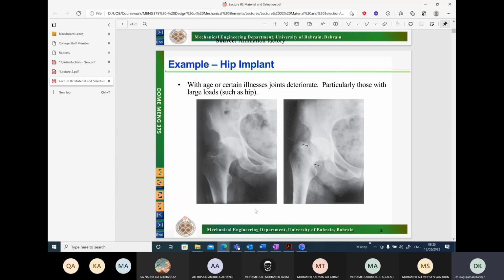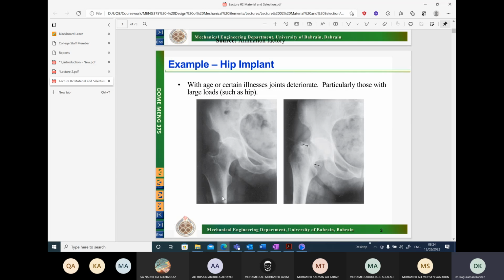So the first thing you have to ensure, in the case of hip implant, for example, is that it should be inert with respect to the body functions. Your cells should not attack these parts, and they should not take these parts as foreign materials. So this is a very, very, very important property. Besides that, your implant should have properties very similar to your bone.